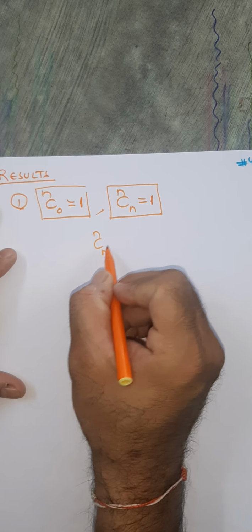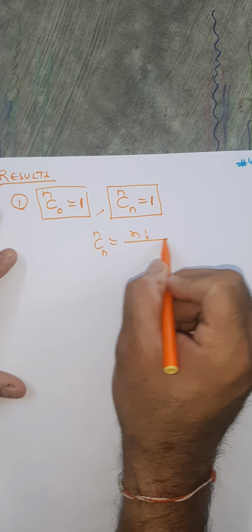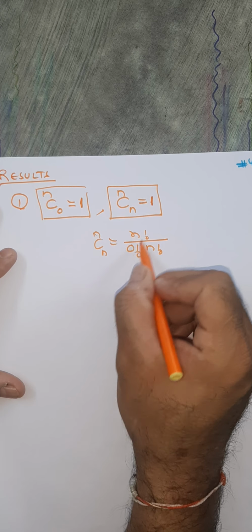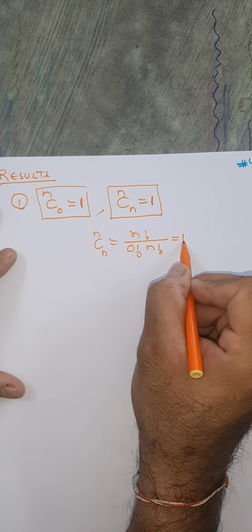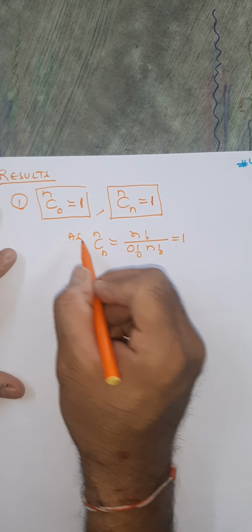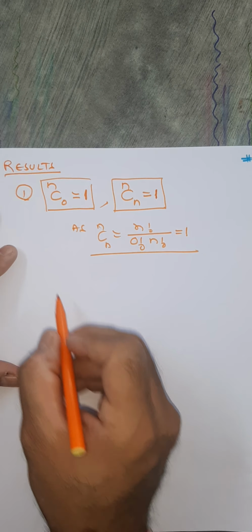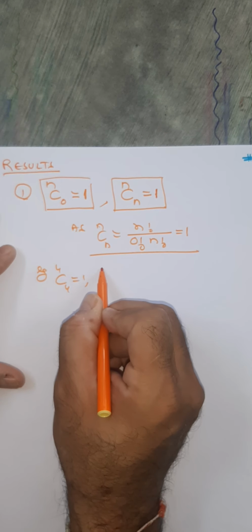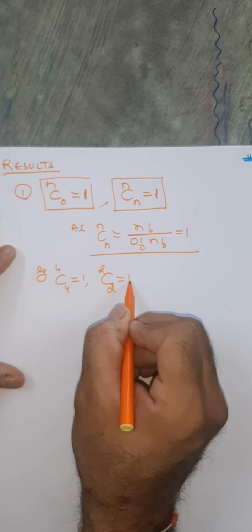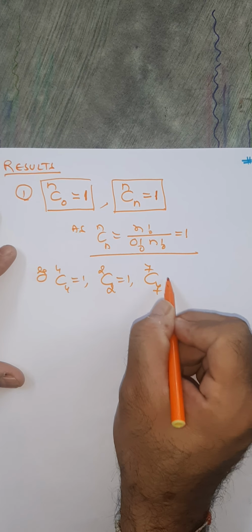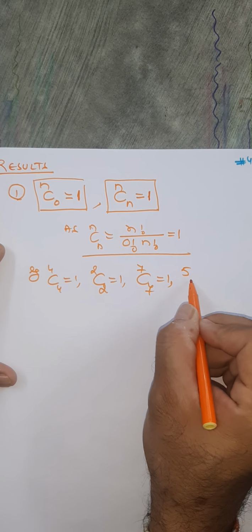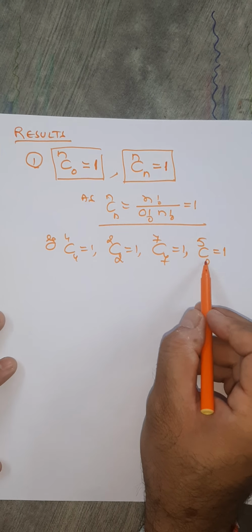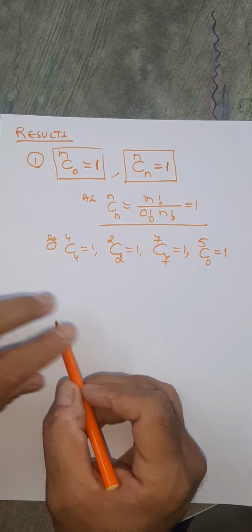You look at that formula and see what nCn is: n factorial upon (n minus n), that is 0 factorial, into n factorial. So 0 factorial is 1, and this gets cancelled, right? That's why nCn is 1. So if you have 4C4, it is 1. If you have 2C2, that is 1. If you have 7C7, that is 1. What is 5C0? Which is also 1. The number of ways of selecting no objects. If all are taken together, then that is 1.